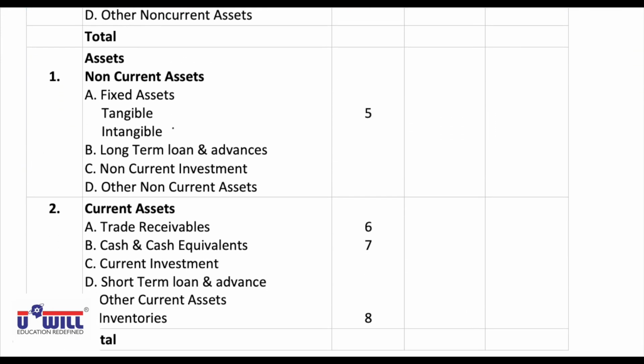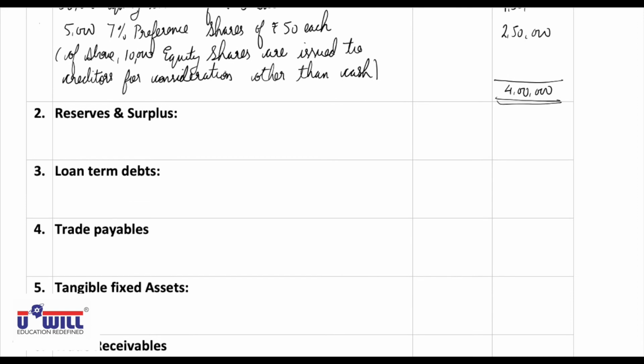So now what amount will the capital reserve come to? In reserves and surplus, capital reserve: 25,000 was already there, plus we have transferred 41,500 in the last entry, the balancing figure. So now it will be 66,500. Reserves and surplus total also 66,500.